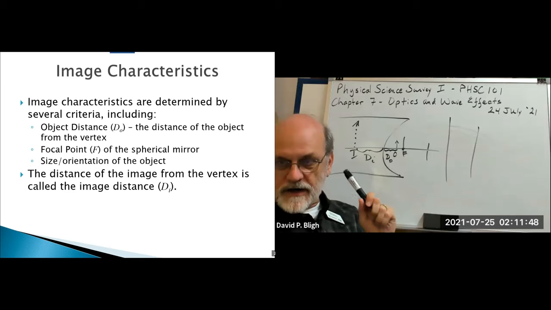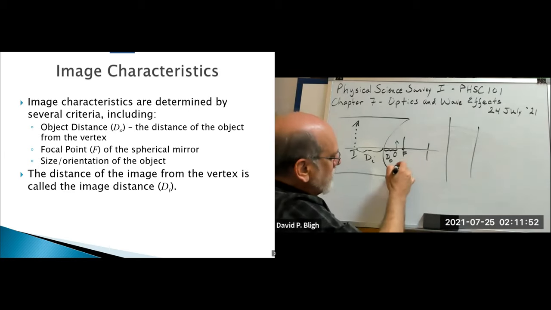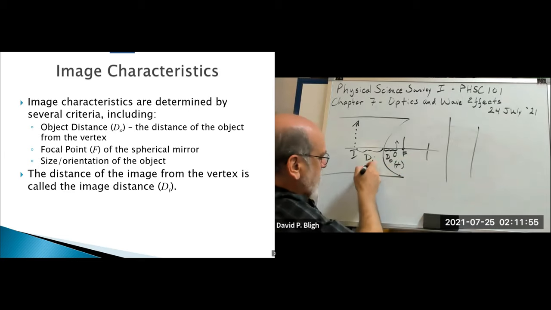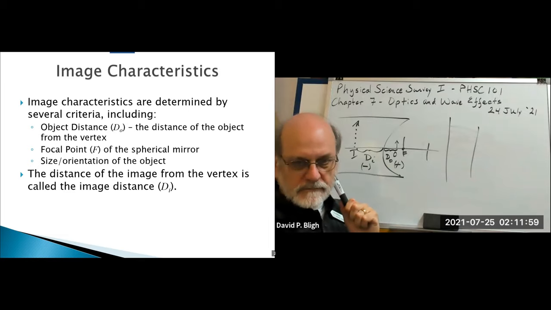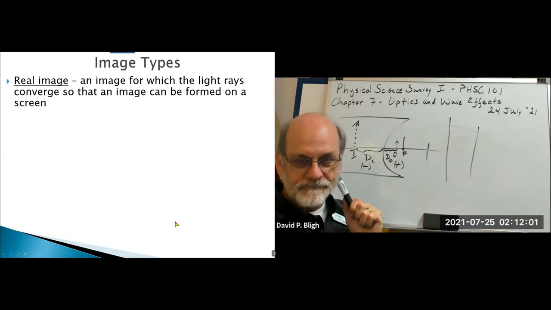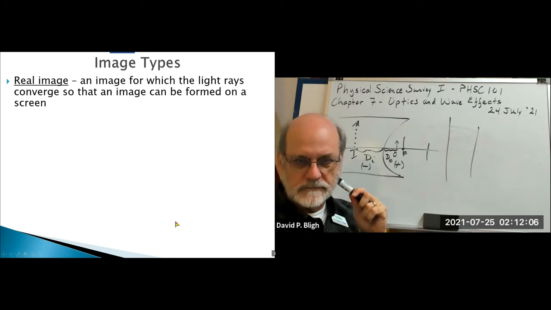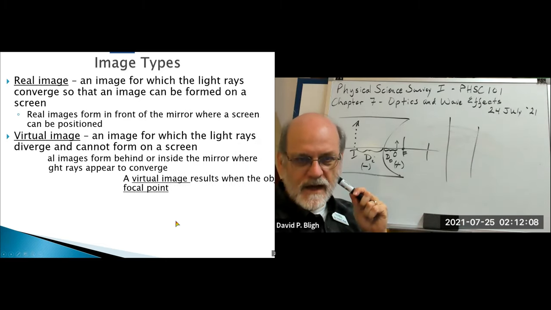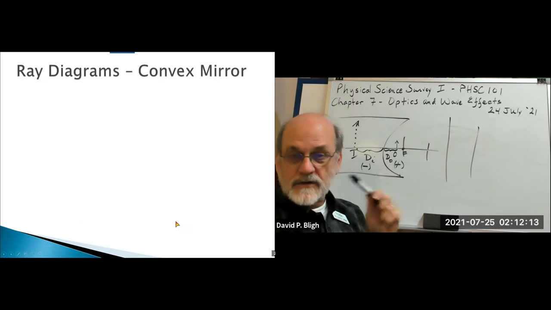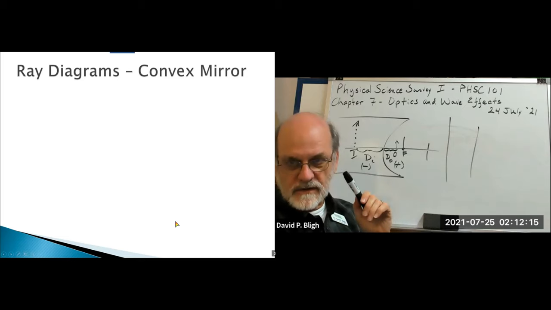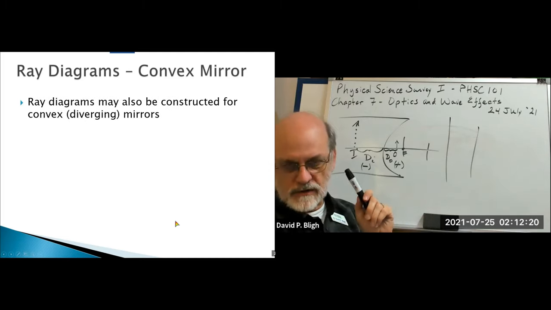But if we are consistent with convention and signs, then anything on this side would be positive. This side would be a negative distance. Otherwise, we wouldn't know which direction we're going. Okay. So let's move to convex mirrors. Diverging mirrors.